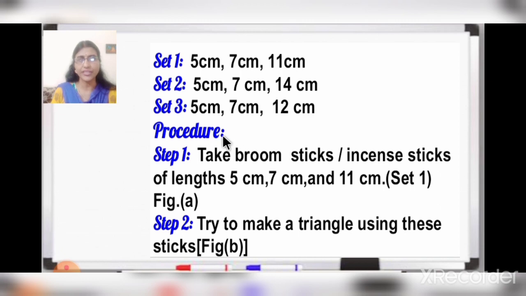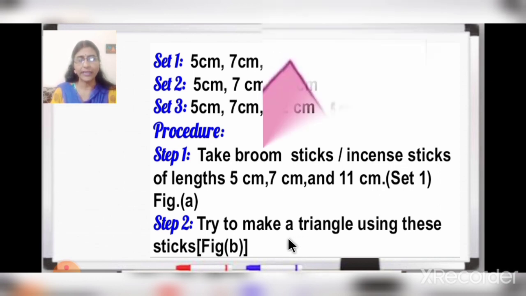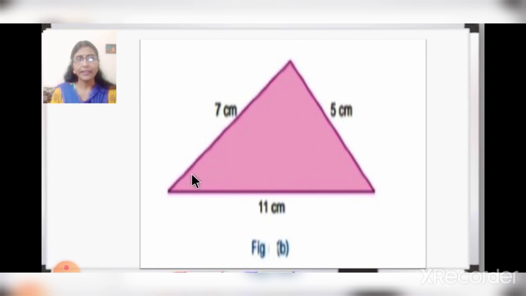Now next is the procedure, how we have done it. All of that you have to write down in your notebook. Step 1: Take broomsticks or incense sticks of length 5 cm, 7 cm and 11 cm. Set 1, Figure A. Then step 2: Try to make a triangle using these sticks. I have shown you all that in the activity, so you will write step 2 like this. And this way you will stick the sticks which you use and you will form a triangle.